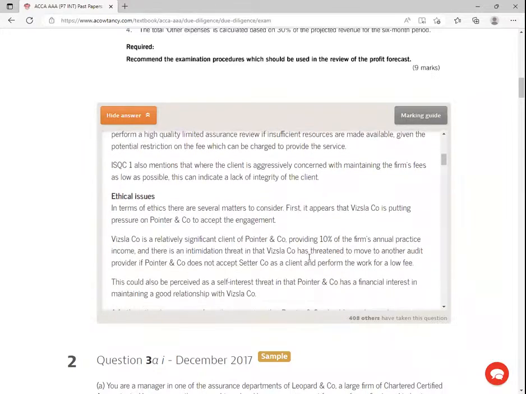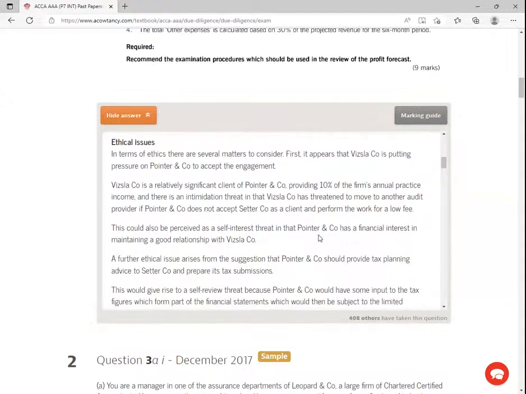Ethical issues. In terms of ethics, there are several matters to consider. First, it appears that Whistler Company is putting pressure on Pointer and Company to accept the engagement. So there's that pressure coming, right? Whistler Company is a relatively significant client of Pointer and Company, providing 10% of the firm's annual practice income. And there's an intimidation threat, as Whistler Company has threatened to move to another audit provider if Pointer and Company does not accept Sasa Company as a client and perform the work for a low fee. This could also be perceived as a self-interest threat in that Pointer and Company has a financial interest in maintaining a good relationship with Whistler Company.